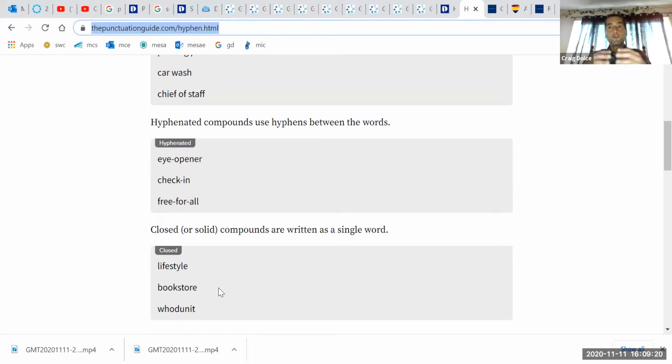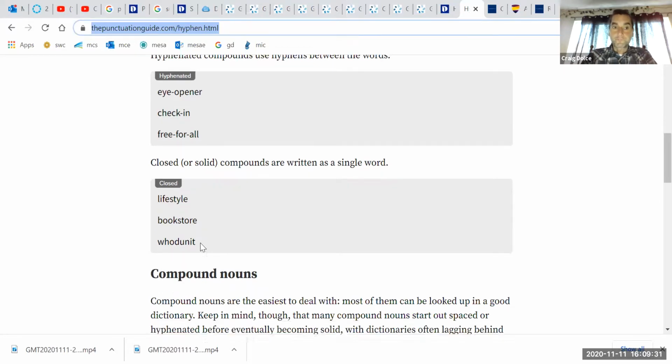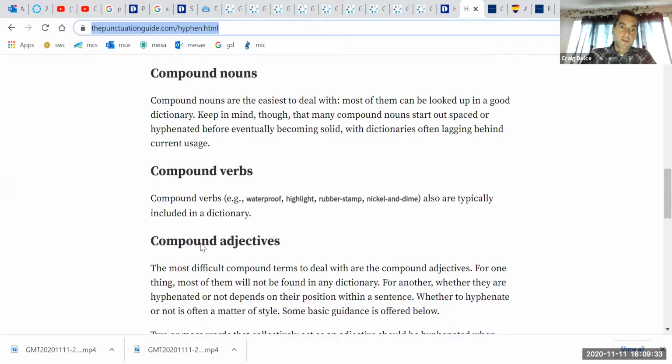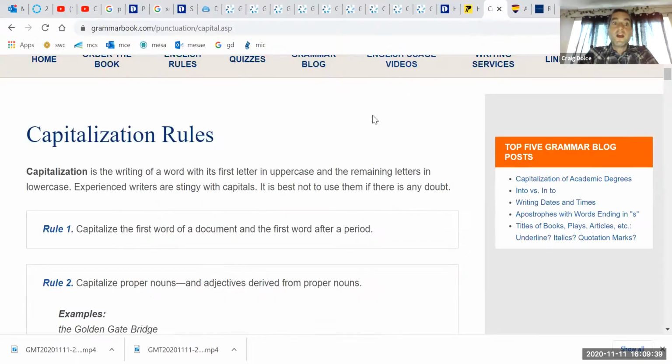So when you want to put two words together to mean one idea, specifically use a hyphen, and then closed compounds are written as a single word. So you can kind of further investigate. I'll provide the link on the page with this video as well.